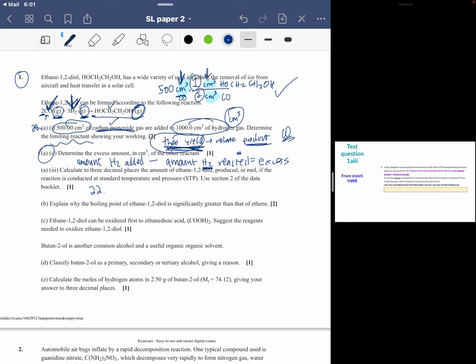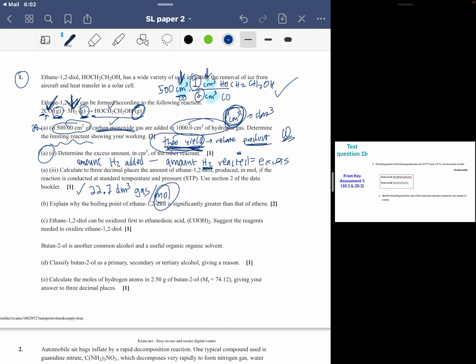So that conversion factor is 22.7 decimeters cubed of any gas per mole. So again, your theoretical yield would be in centimeters cubed, so you convert that to decimeters cubed. Then you can use this conversion factor to get into moles.